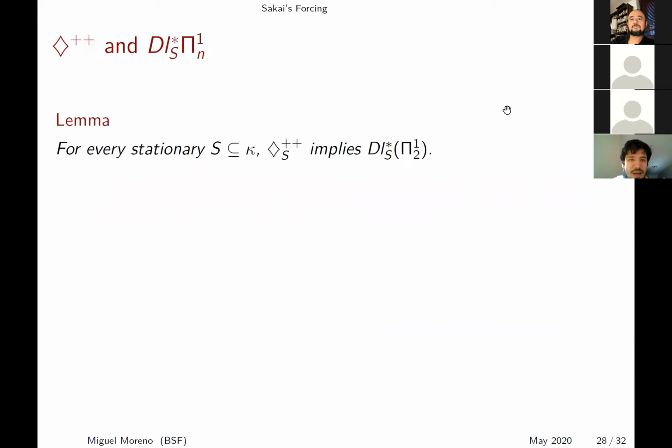And now the trick is that diamond plus plus implies diamond-star S Pi^1_n for every n.